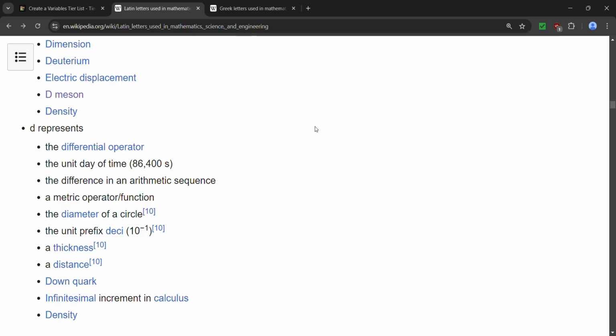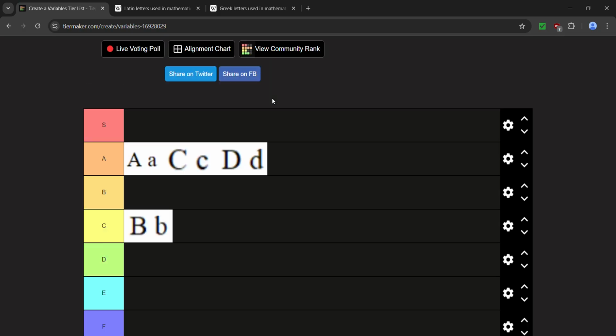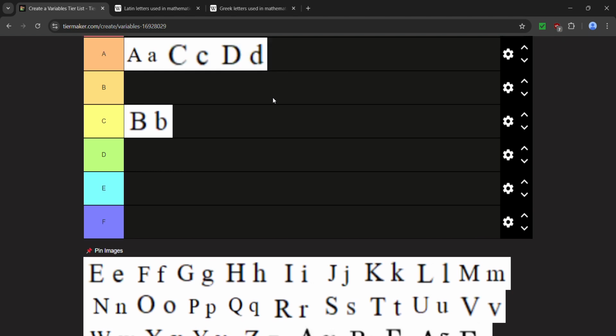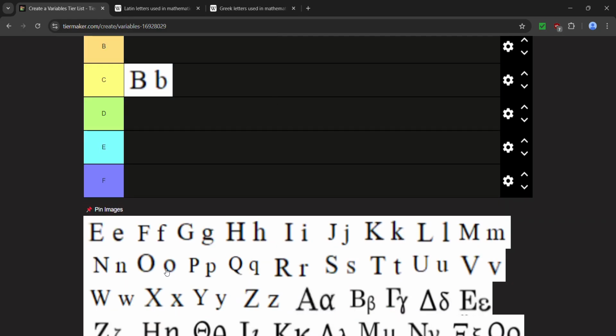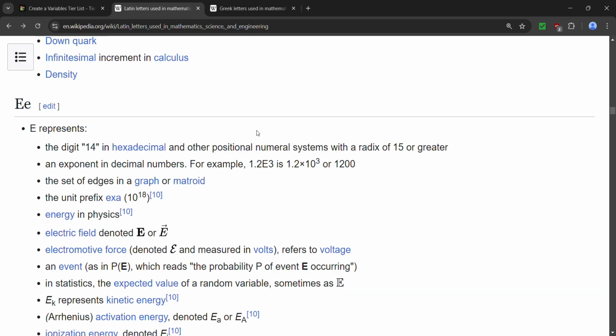That feels like cheating though, because if we have the differential operator, if we have day as unit of time, and if we have diameter, this has got to be S tier. But I'm not feeling it being S tier, so I'm gonna put it in A. I know everything's pretty much an A so far, but I think we're gonna get some worse variables the further we go. I don't think anyone's out here using O as a variable, so don't worry. We'll have some pretty low quality variables here in a second, but in the meantime, let's get to E.